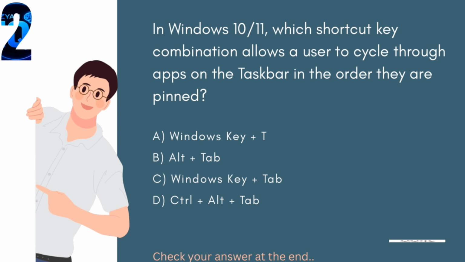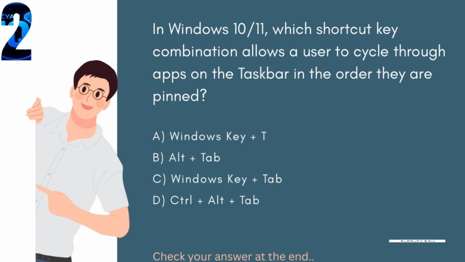Next, option B, Alt plus Tab. This is a well-known shortcut that shows all open windows, not just pinned apps. It's great for switching between multiple applications, but isn't limited to the taskbar order. Option C, Windows key plus Tab. This opens the task view, displaying all your open windows and virtual desktops, giving a broader view rather than cycling through pinned apps specifically. Finally, option D, Control plus Alt plus Tab.